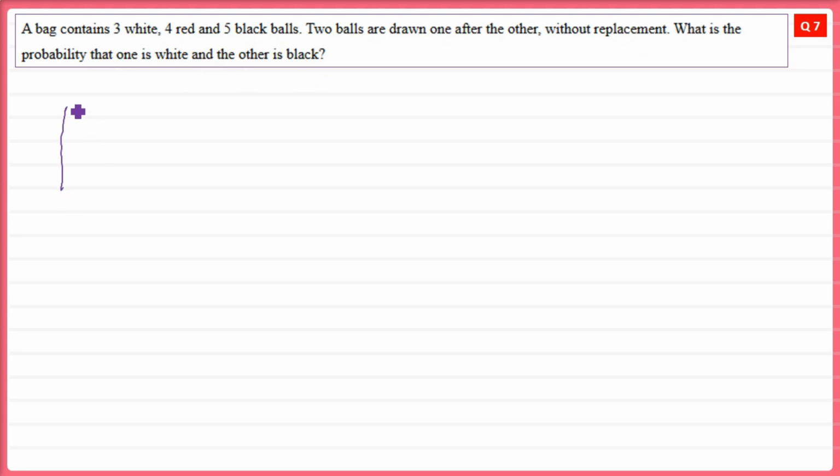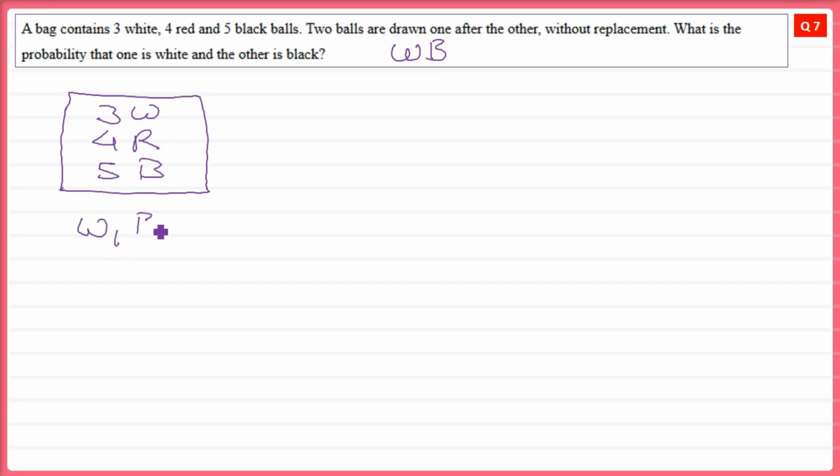So this is a bag we have, and this bag contains 3 whites, 4 reds and 5 black balls. 2 balls are drawn one after another without replacement. There is no replacement, mind it. One is white and the other is black. So one can be white, the other can be black, so there are possibilities here. First one is white, second is black: W1, B2. Or first black and second is white: B1, W2. In order to write in terms of probability, it will be P(W1 intersection B2).